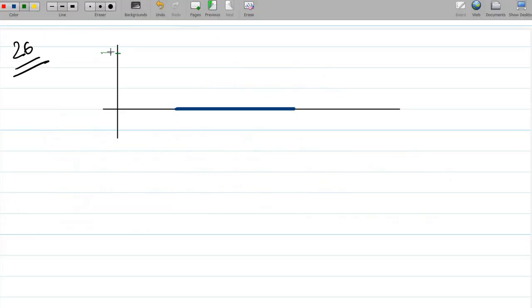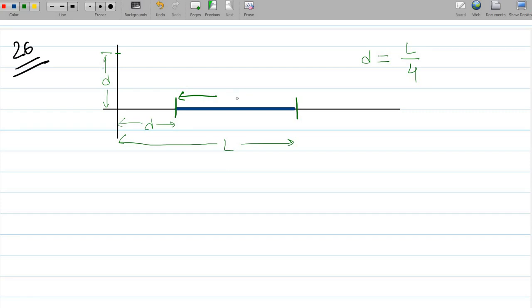Okay, let's see. So this distance is D. This is D. And this here is L. Now what it says is that this D is equal to L divided by 4. So if that is the case, then what is the length of this thing? It should be L minus L divided by 4, which is thrice L divided by 4. So this is going to be thrice L divided by 4.